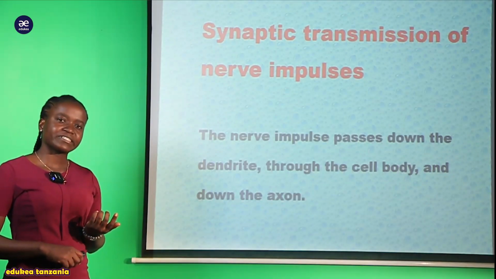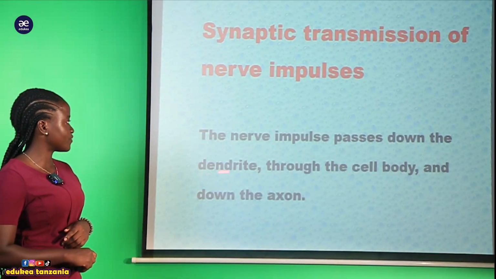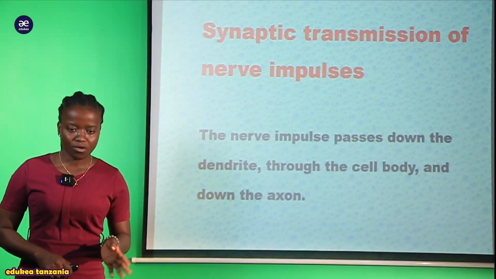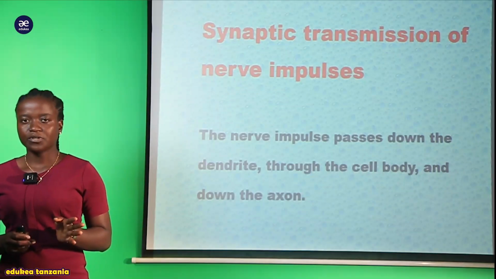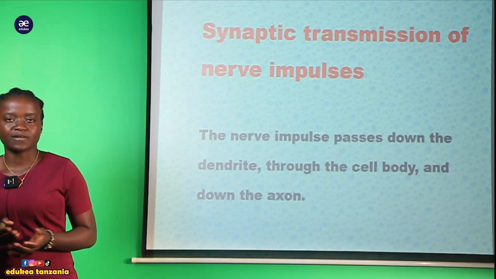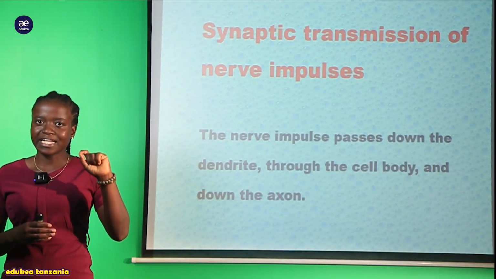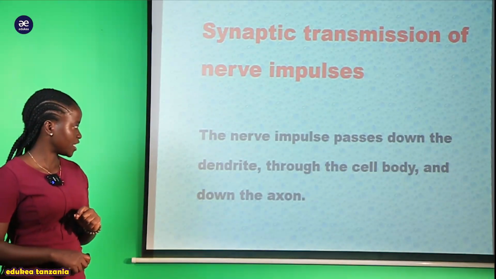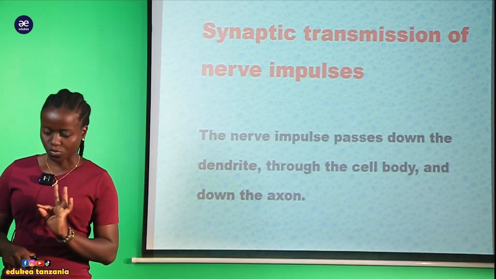So now we can say that the nerve impulse passes down the dendrite through the cell body and down the axon. That is obvious. Kwa maana kwamba nerve impulse inatokea kule kwenye cell body. Tukisema cell body, I hope you know what is the cell body. That is found within the neuron, because we have already covered the structure of the neuron. So ile nerve impulse inatokea kwenye ile cell body of the neuron, inapita inaenda moja kwa moja kwenye axon.